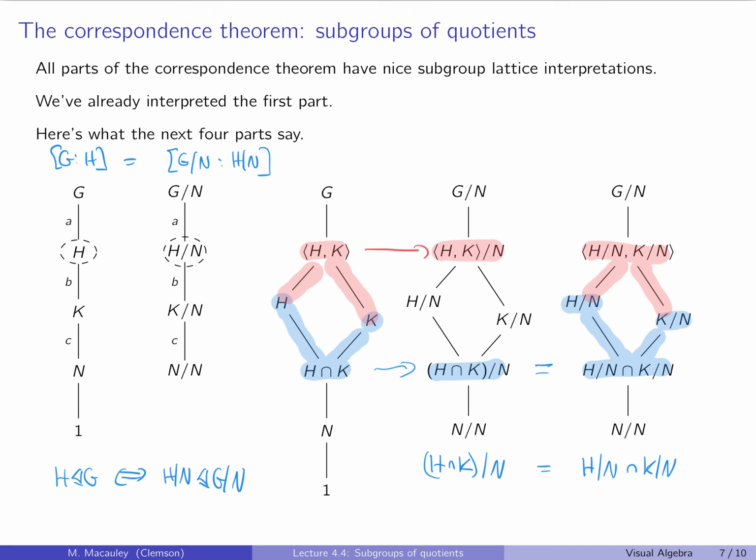So the fourth part is down here, or equivalently here, and the fifth part is that these two sets are equal right there. And that completes the next four parts of the correspondence theorem: 2, 3, 4, and 5.